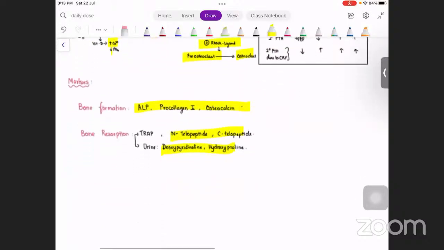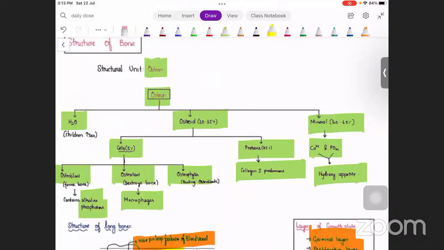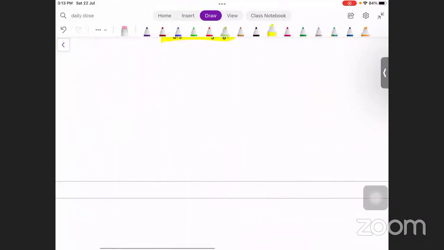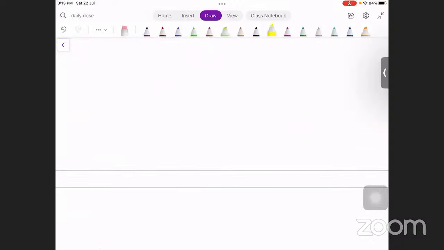Okay, so this is all about calcium homeostasis and about the structure of the bone, people. So what is the most common mineral found in the bone? It is your calcium, in the form of hydroxyapatite.